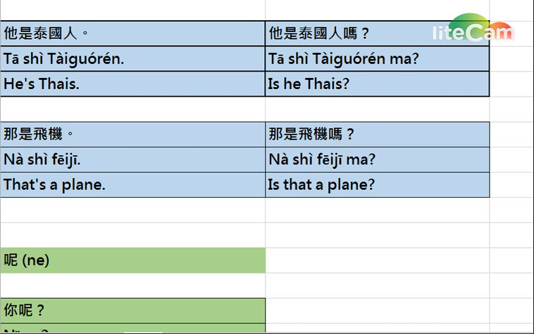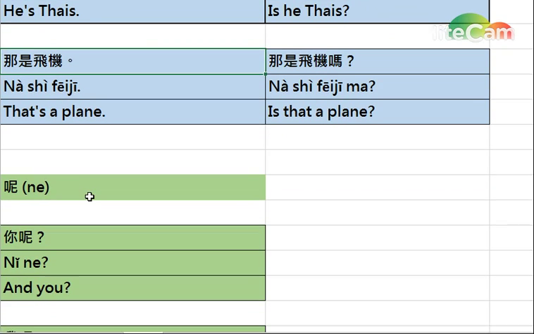And also, notice that in English you have to rearrange the word order of the sentence to form these questions. In Chinese, all you have to do is add the ma at the end of the sentence so that you can form the question very easily.